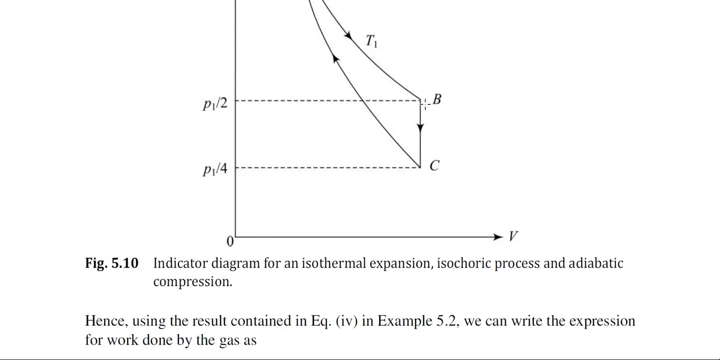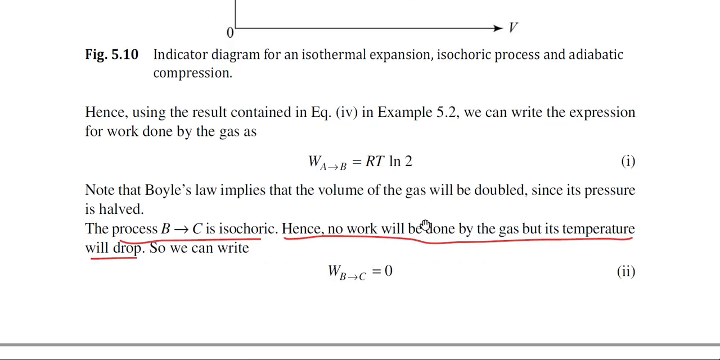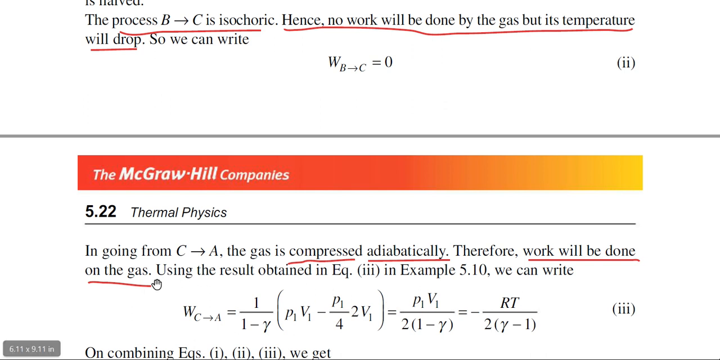Now come to the next process, that is BC. In the process BC, the volume is constant. You see there is no change of volume. It is known as an isochoric process. That is why no work will be done, because W is equal to P dV, and dV is 0. So no work will be done by the gas, but its temperature will drop. In this process W is equal to 0.